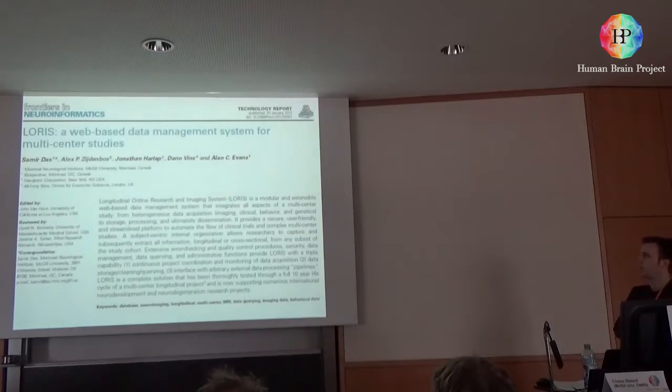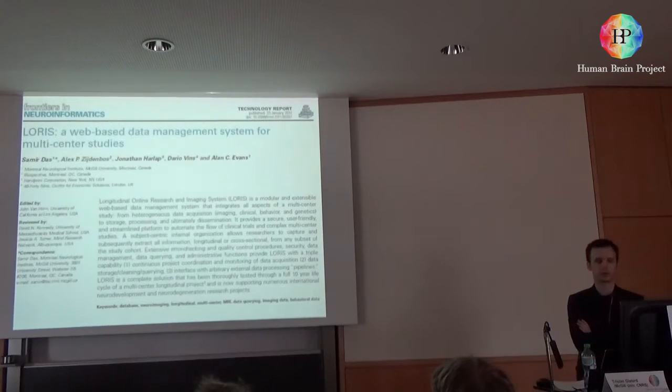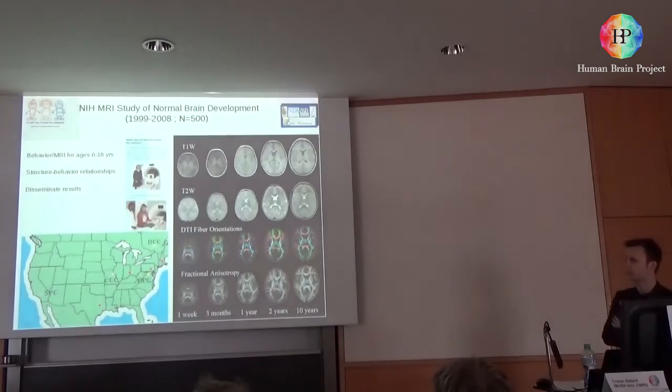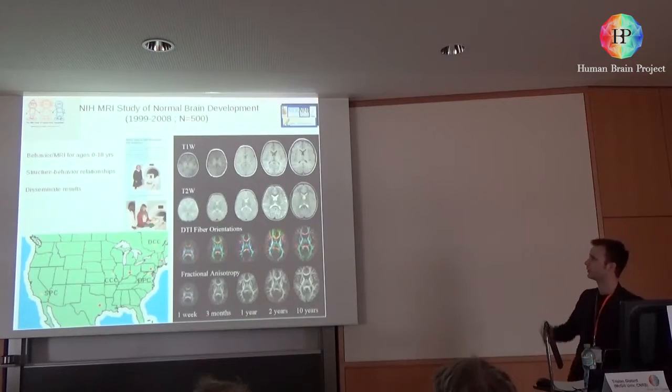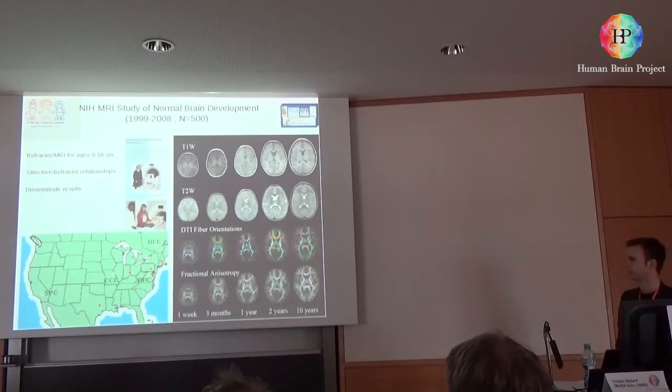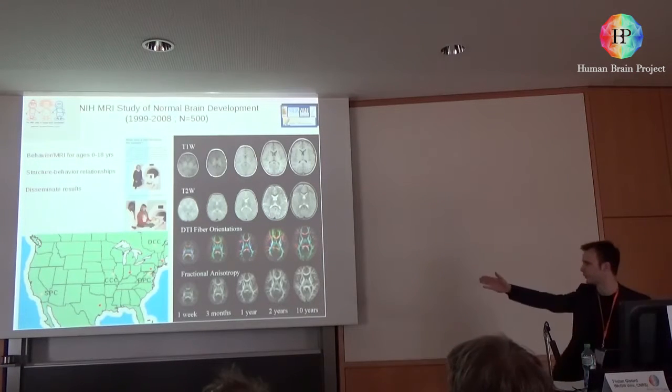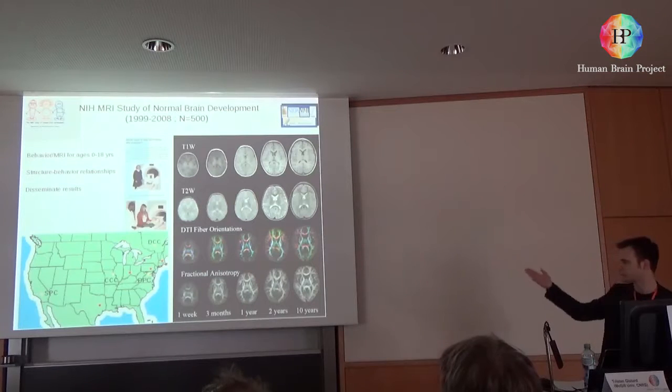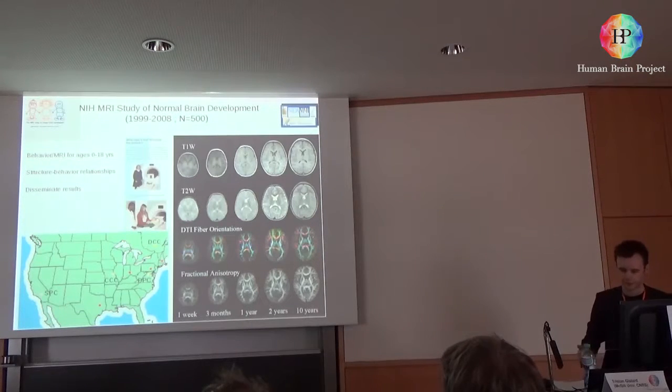So LORIS is a web-based data management system for multi-center studies. It was published almost 3 years ago, but actually it's been used for 15 years. This is the original study that motivated the development of LORIS. It's a study of normal brain development, which involved between 10 and 15 centers in the US and Canada. You can see here the different modalities that were required, and it was a longitudinal study. So each modality was acquired at 5 different time points.